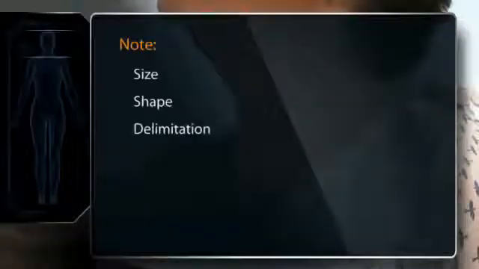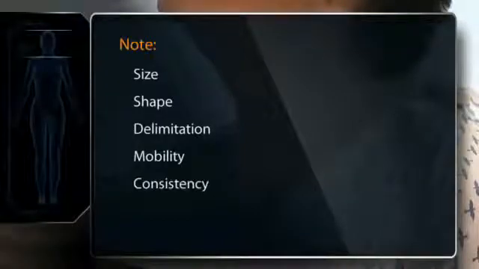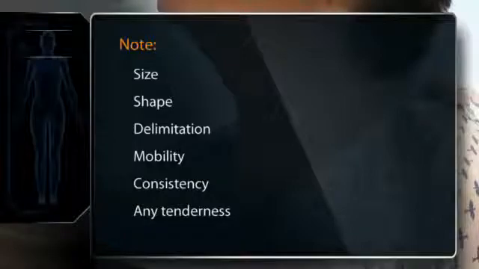Note the node's size, shape, delimitation, mobility, consistency, and any tenderness. Small, mobile, discrete, non-tender nodes, sometimes termed shotty, are found in normal people.